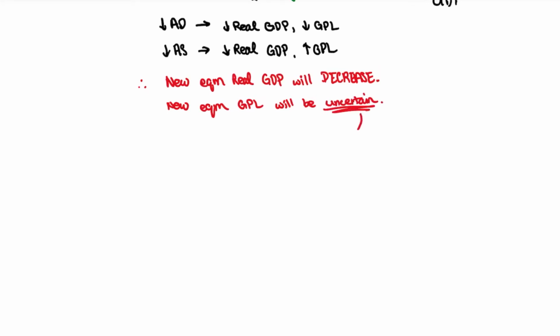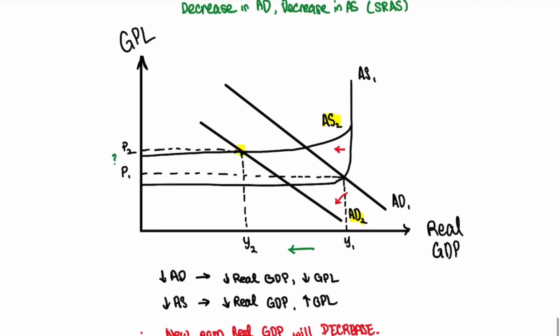This would depend on various factors. Firstly, it could be the extent of change in your AD and AS. If your AD or AS shifts by a larger extent for either, it could lead to various cases of your GPL changing. And also it could be the cause of your short run AS fall. So you also have to observe what's the reason behind this fall in AS. It could lead to different outcomes, for your GPL to actually decrease instead.